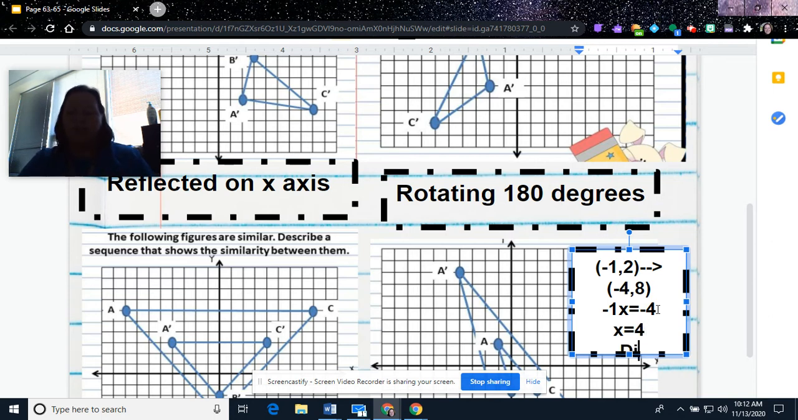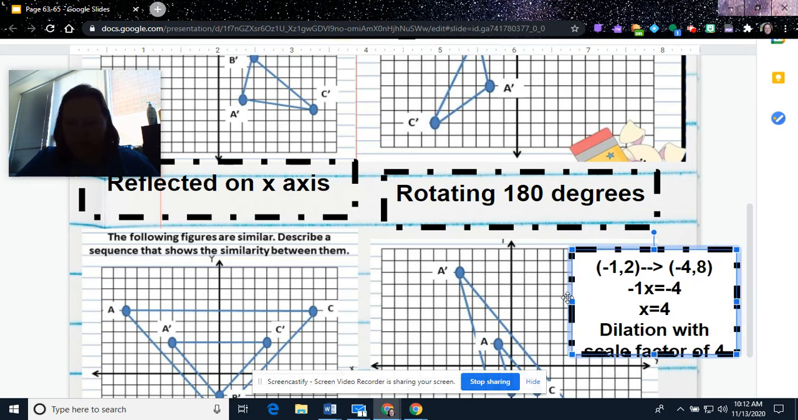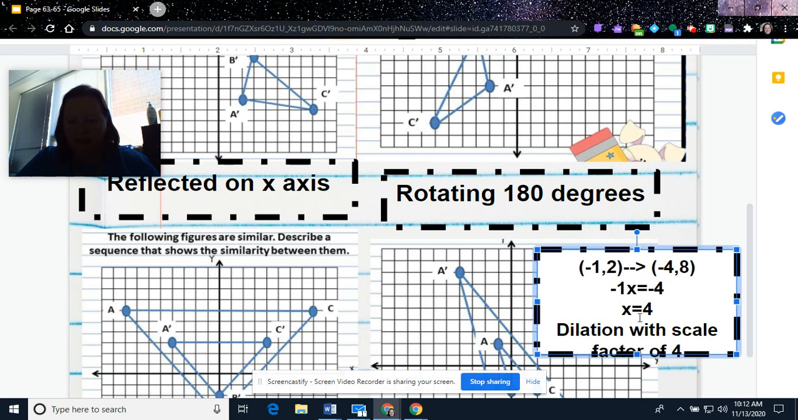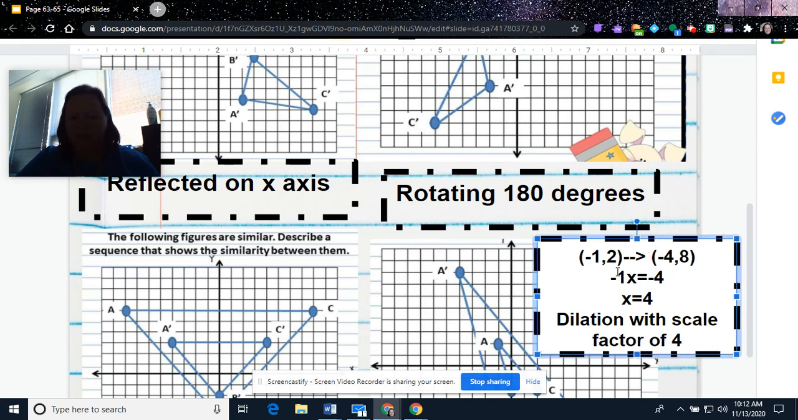So you would say dilation with scale factor of 4. Stretch that out so it's not. And then you would have your answer. So you get both ordered pairs, and find out what did you have to times. -1 times what gives you a -4. The answer would be 4. And so that's your scale factor.